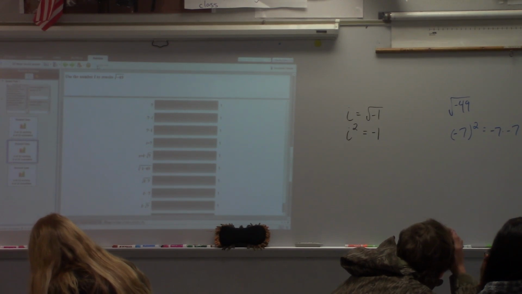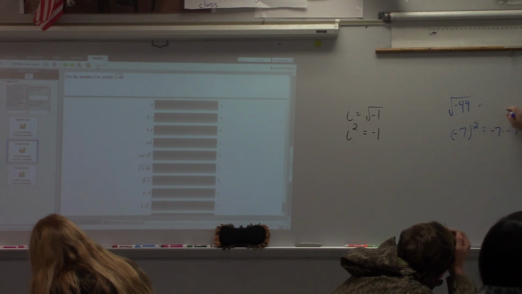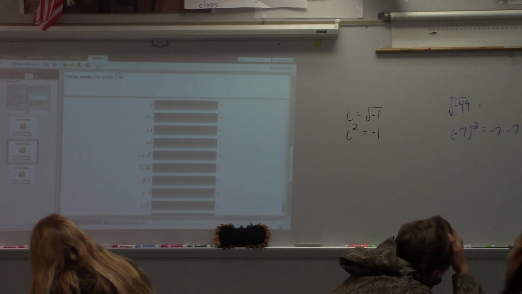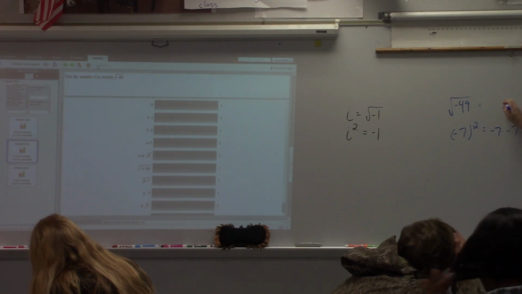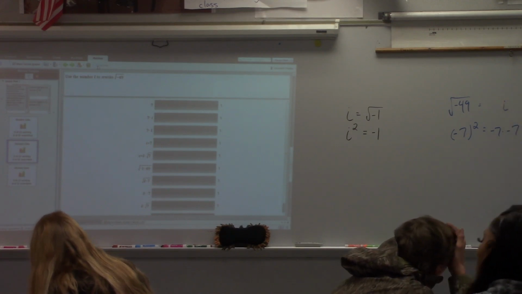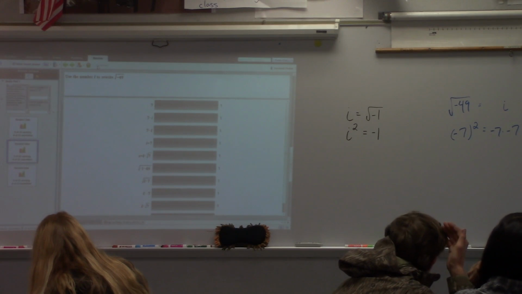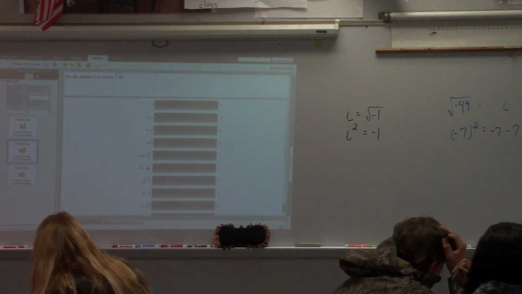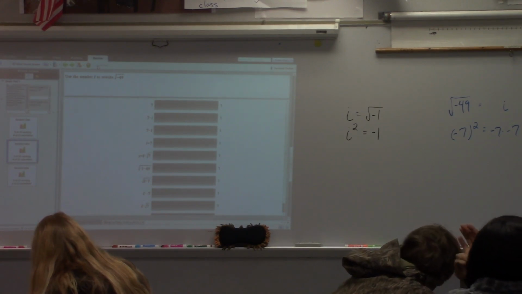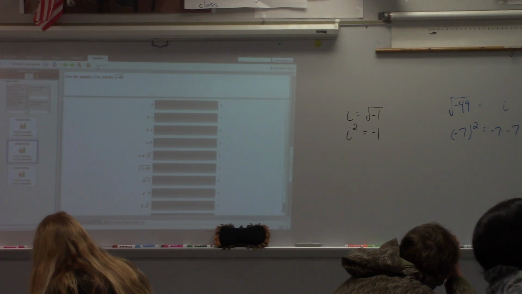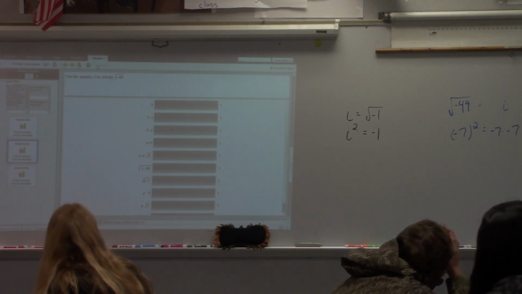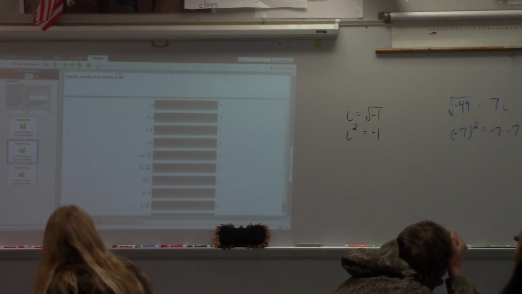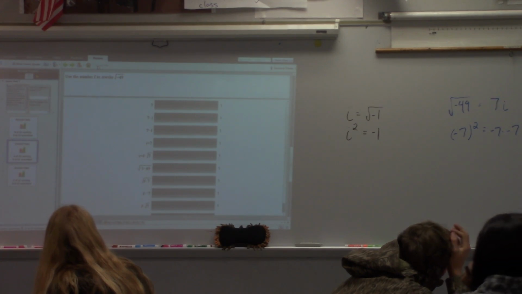An imaginary number. What's the imaginary number? I. Well, the square root of -1, but what do we use to represent the square root of -1? I. As soon as I look at the square root of -49, I know there has to be an i involved. Now what's the square root of 49? What squared gives me 49? 7. That's it.